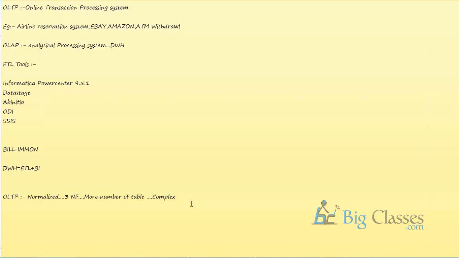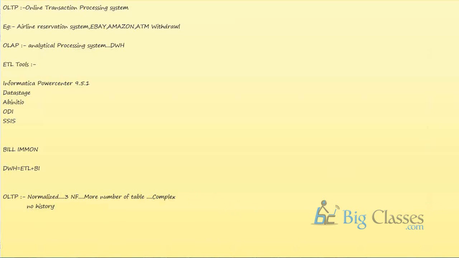Another thing is that your OLTP system does not store the historical data. No history of information will be present. When you go to your ATM withdrawal or your internet banking system, you will not be able to see more than 5 or 6 of the transactions you have performed. There will be no historical data present. And whenever you analyze data, you always compare with the historical data to analyze growth and so on. So there is no historical information.